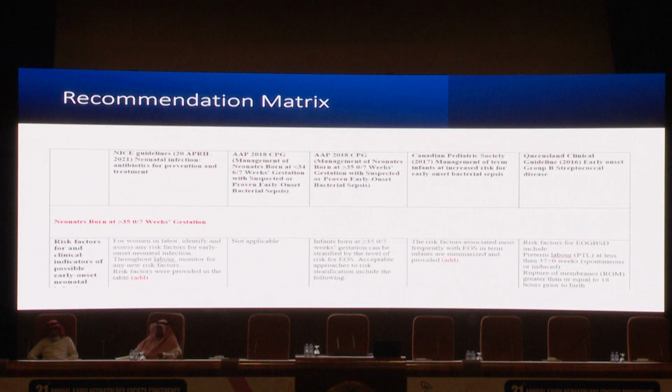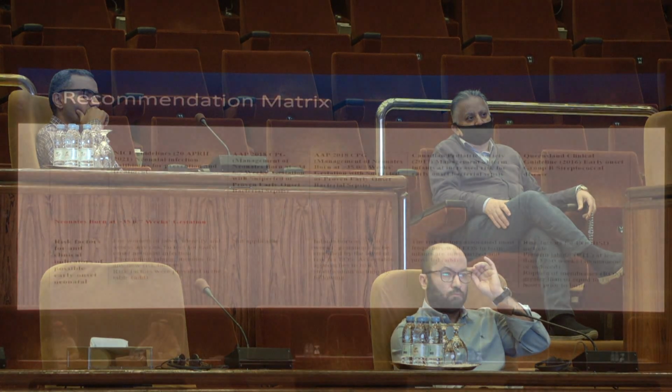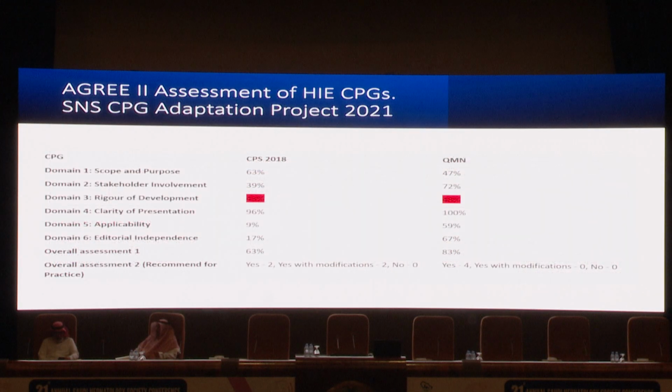This is how we extract the data. This is the management of neonatal sepsis. We have 5 guidelines, or actually it is 4, but one is divided into 2 parts. We put them into the recommendation matrix, then we compare all the recommendations together. Dr. Rana Al-Maghribi, I think, will talk about neonatal sepsis and how the guideline helped us improve the adaptation process. This is how the assessment tool of the HIE CPG looks.